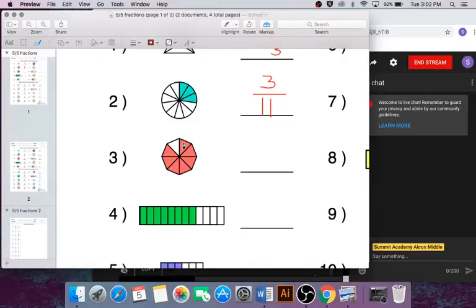Number 3, we have 1, 2, 3, 4, 5, 6, 7, 8 pieces in the whole. So that's our denominator. And we have 1, 2, 3, 4, 5, 6, 7 pieces shaded in. So that's going to be our numerator.